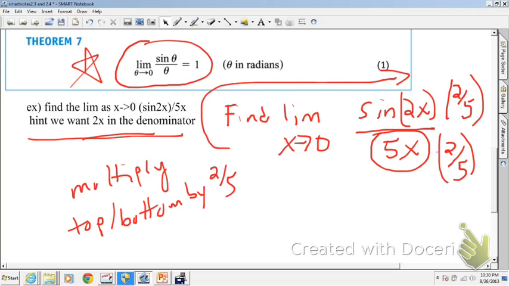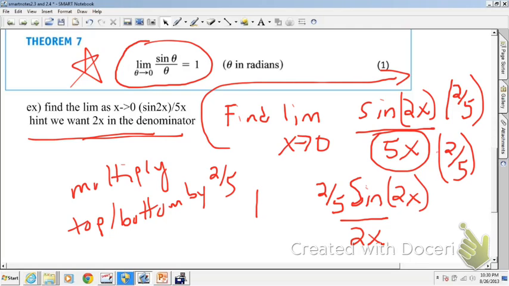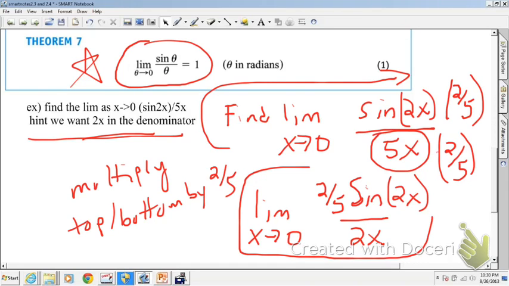Okay, 5 times 2/5 is 2, so you'll have your 2x in the denominator, and upstairs you're going to have 2/5 sine 2x. And of course you've got the limit as x approaches 0. Now you're noticing sine 2x over 2x is the same symmetry as sine theta over theta, meaning you could let theta equal 2x, and we can actually even perform that substitution.